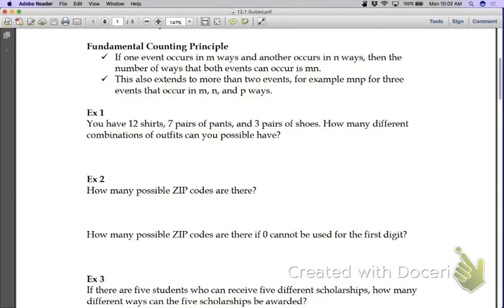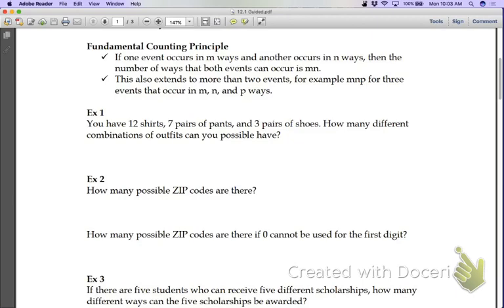So it says, if you have 12 shirts, 7 pairs of pants, and 3 shoes, how many different combinations of outfits can you possibly have? If you're talking about shirts, most likely you just pick out one shirt. Now, obviously, you can put on a t-shirt and a sweatshirt, I get it. You have to put on a pair of pants. Hopefully, you're not putting on 3 pairs of pants. Or pairs of shoes, 2 feet, 2 shoes. Can't really put on more than that.